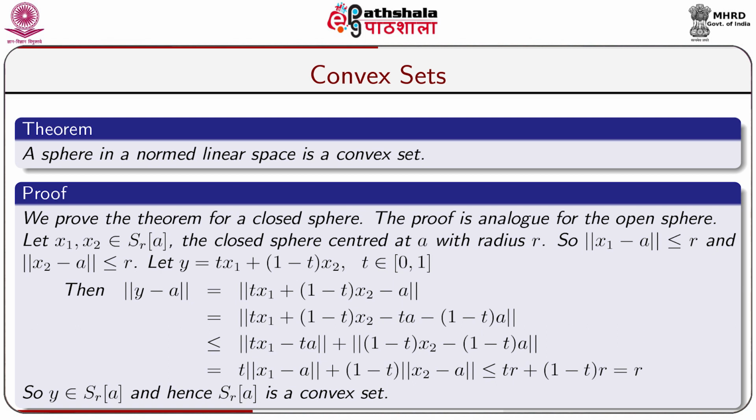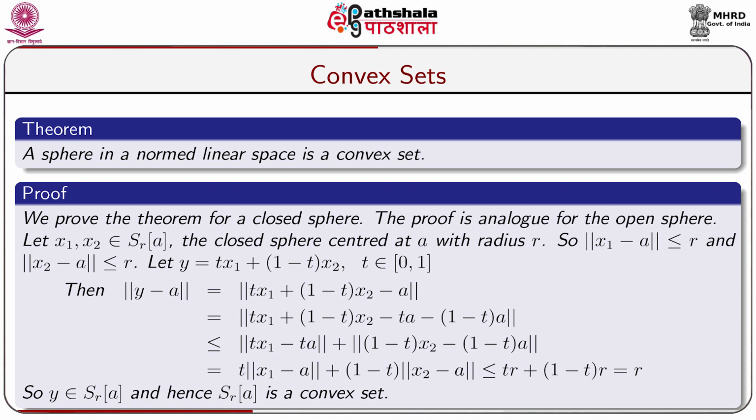Let x1, x2 belong to S_r[a]. S_r[a] is the closed sphere centered at a with radius r. As x1 belongs to S_r[a], we get norm of x1 minus a less or equal to r. As x2 belongs to S_r[a], norm of x2 minus a is less or equal to r. Let us take y equal to t x1 plus (1 minus t) x2, where t belongs to the closed interval [0, 1].